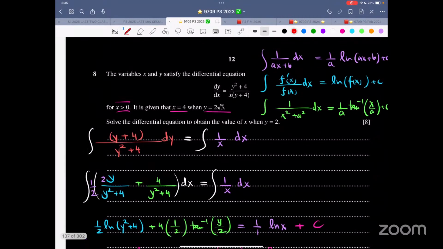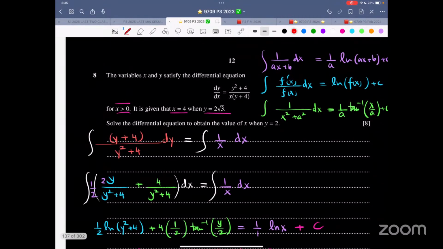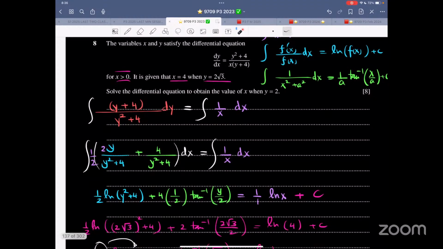Another question of this thing, and this also has tan inverse in it. So 2023, they asked a lot of tan inverse in that era. The variables x and y satisfy the differential equation. So y plus 4 over y squared plus 4, this is 1 over x dx.